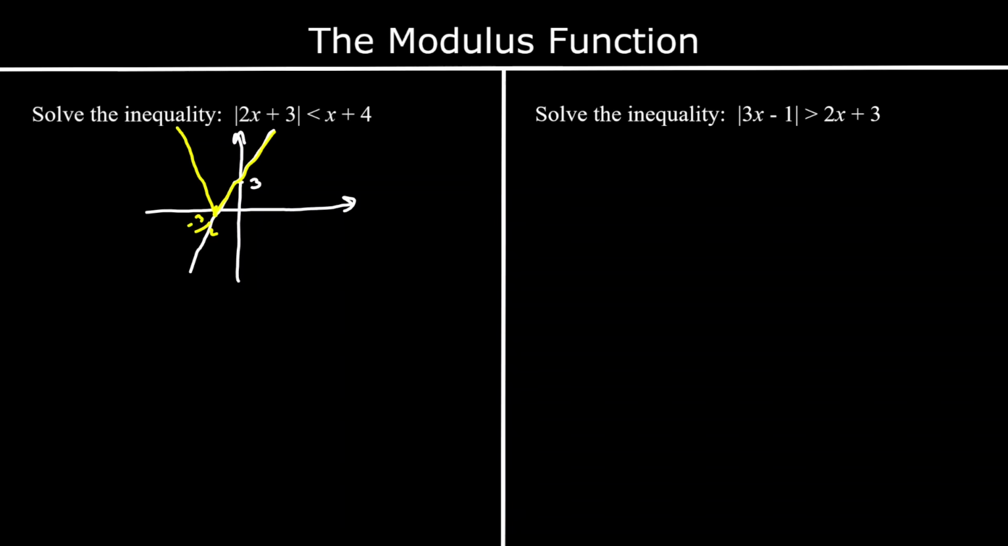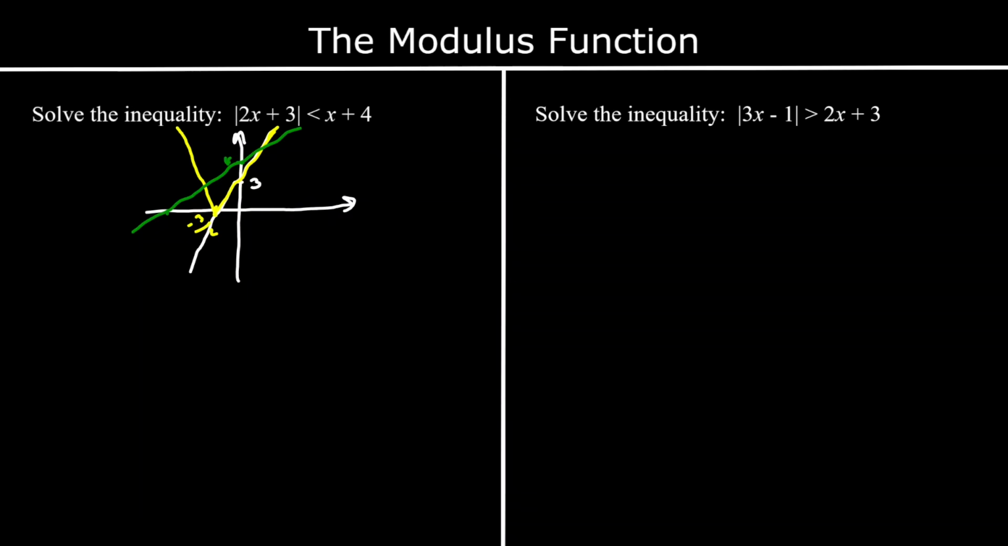X plus 4 has got a y-intercept of 4. And it's not as steep. The other one, the modulus one, had a gradient of 2. This one's got a gradient of 1. So it's going to be a lot shallower. It's going to cross at -4 over here. It's going to look like this.